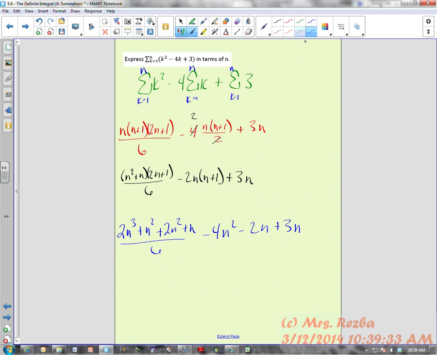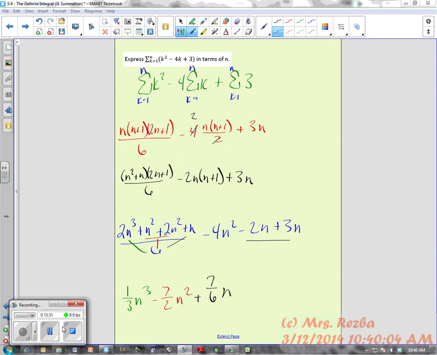Okay, looking at our terms now. The n cubed term is the only one right here. That is 1/3 n cubed. N squared terms, we have 3n squared divided by 6, which is 1/2 n squared, minus 4n squared would be negative 7/2 n squared. Looking at the n terms now, we have 1/6 n plus n, so we have plus 7/6 n. And there is our expansion.